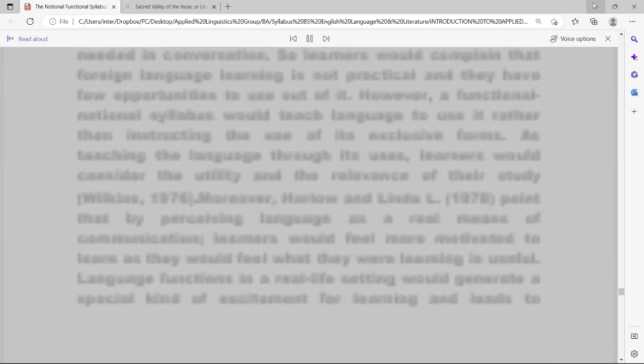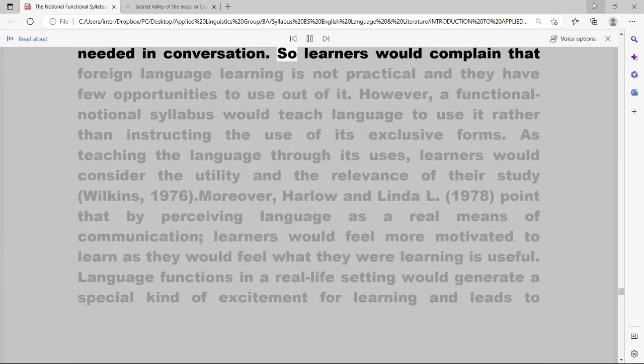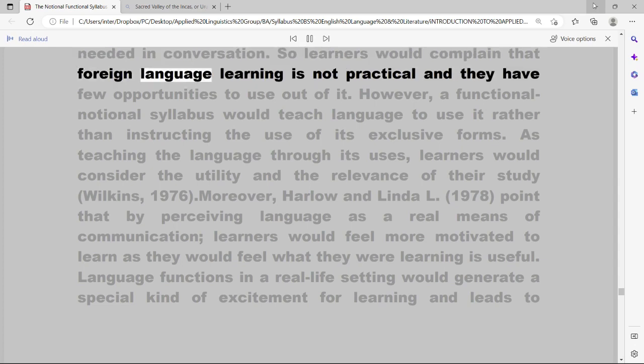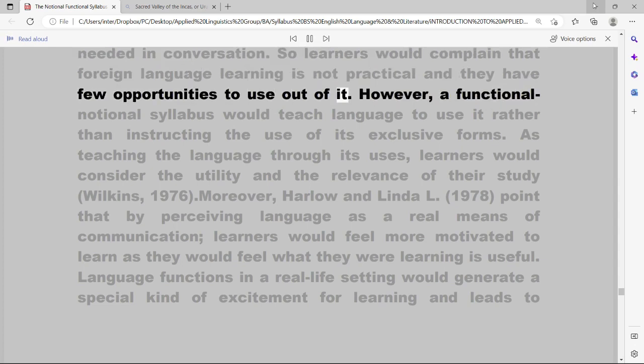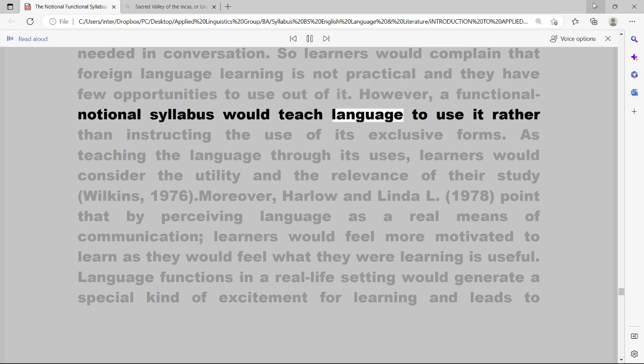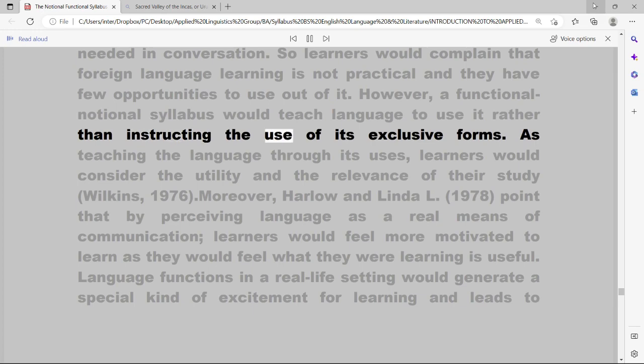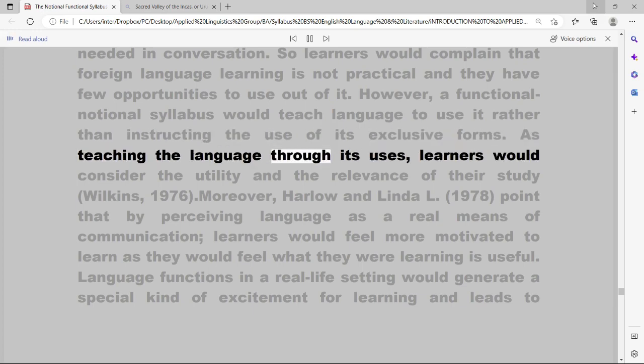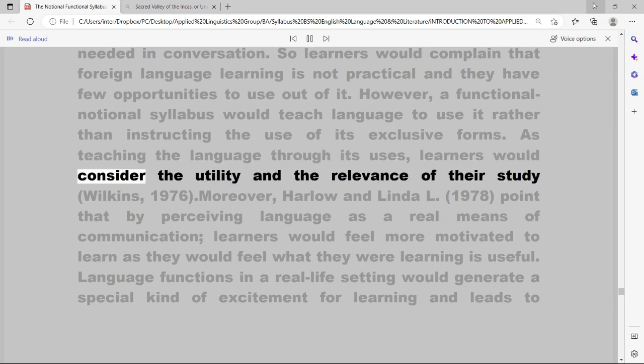In the grammatical syllabus, language elements are demonstrated more in the complete possibilities of the language than the use of it needed in conversation. So learners would complain that foreign language learning is not practical and they have few opportunities to use it outside of class. However, a functional notional syllabus would teach language to use it rather than instructing the use of its exclusive forms. As they are taught the language through its uses, learners would consider the utility and the relevance of their study.